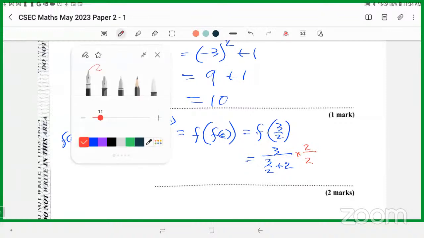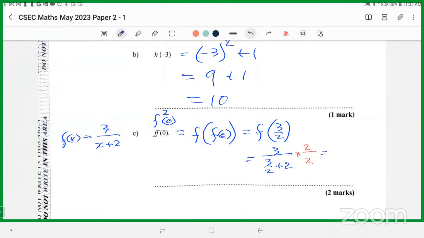And so in a simplified form, this would be 3 times 2 is 6 over 3 times, this becomes 3, because the 2 cancels this 2. And so we'll get 3 plus 2 times this 2 is giving us 4. So the final value is 6 over 7. That's the final answer. If you want, you can type this in the calculator and you'll see that you get the same answer.